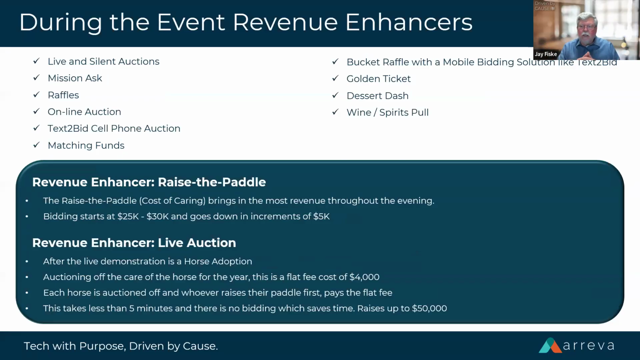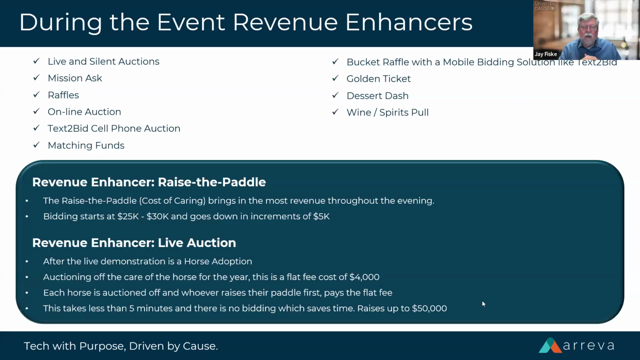Live and silent, fairly obvious. Silent, you bid on paper bid sheets or you bid by mobile bidding. The mission ask, this has 1,000 names to it. Raise the paddle, fund a need, fund an item, stand up for kids. Emotional appeal. It's all the same thing.